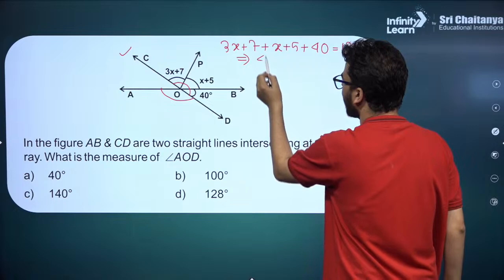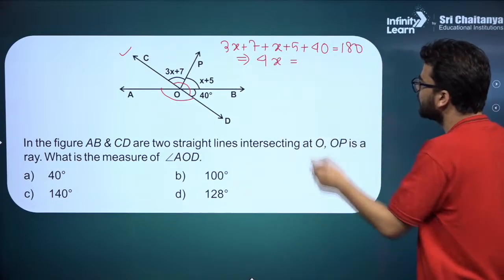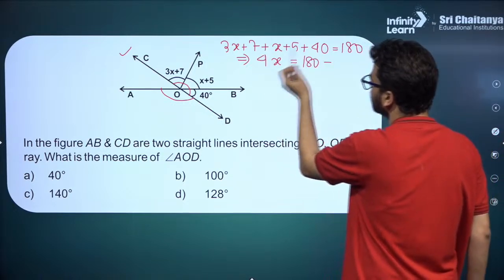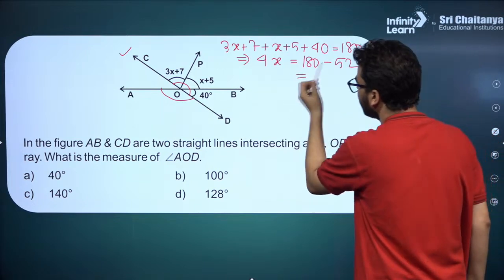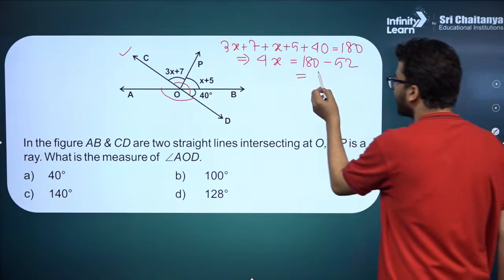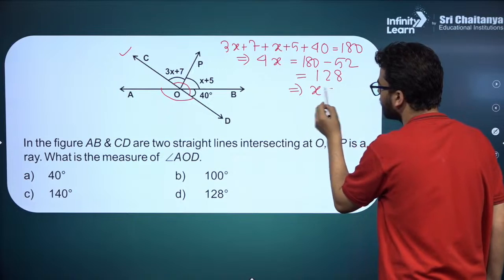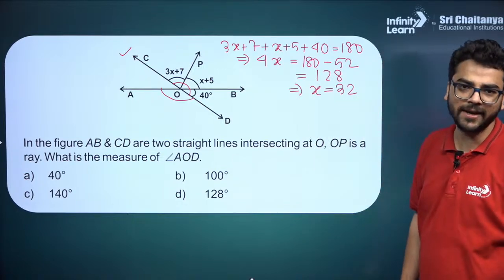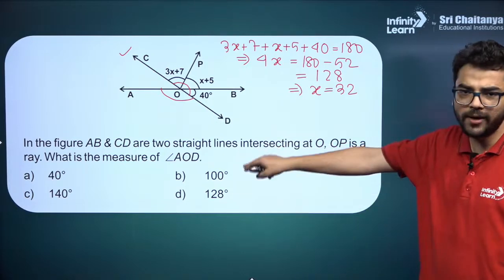What are you getting for x? This will be 4x, and that is equal to 180 minus 52. So what is that equal to? That will be 128, right? That is equal to 128. So the value of x will be 32 degrees. So x is equal to 32 degrees over here. Let's see that, Preetham. And we have to find AOD.